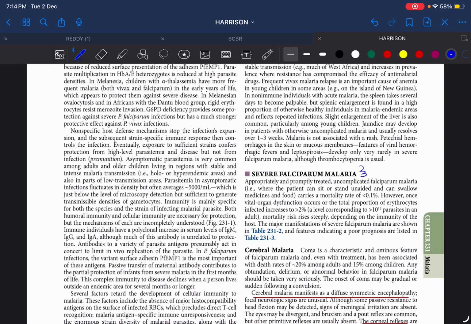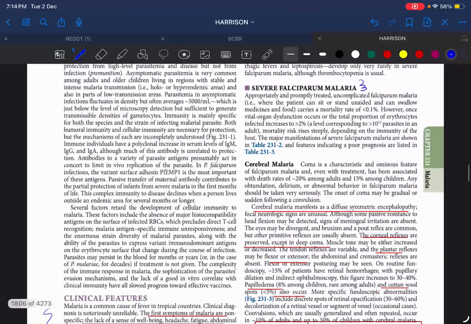Severe falciparum malaria occurs. In that, cerebral malaria, where coma is a characteristic and ominous feature of Plasmodium falciparum malaria. When I was an intern, I saw a case of cerebral malaria, where a 10-year-old, 12-year-old boy was brought unconscious in a state of coma. And after aggressive treatment over nearly 14 days, we revived him back.